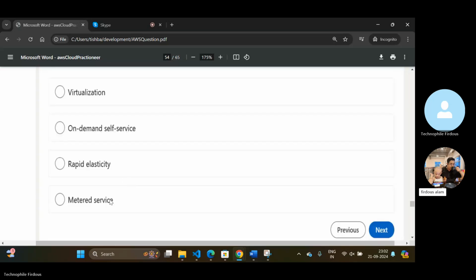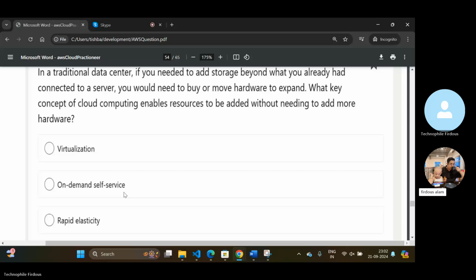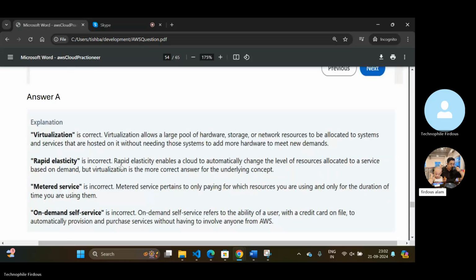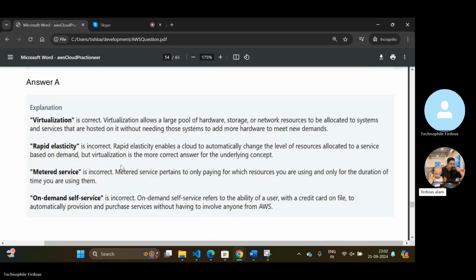Metered service is pay per use. Again, it's not talking about those. The correct answer is virtualization. Let's see why virtualization is correct. Yeah, A is the correct answer. You can see why it is correct.